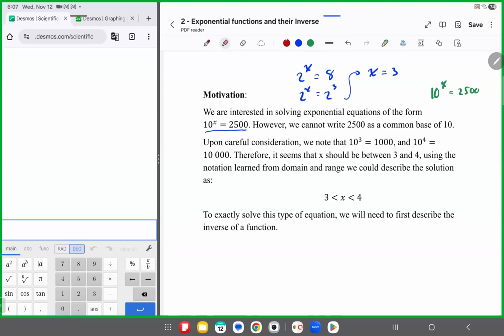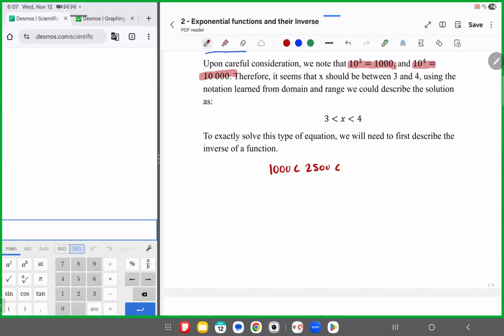You can use graph technology to figure out what that is exactly. So like y is equal to 10 to the power of x, and I type in y is equal to 2,500, you can see that that value is going to be about 3.397474. But we want to be able to solve such equations another way. But we need to review what a function and its inverse are.